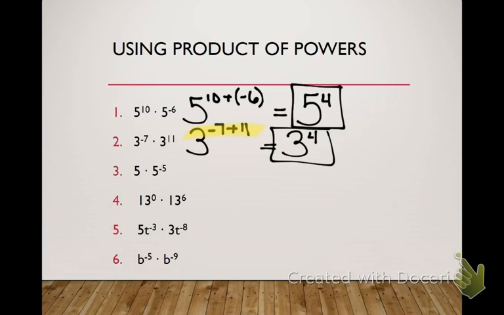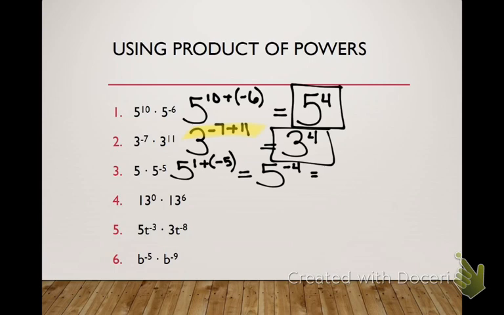5 times 5 to the negative 5th power. If there's nothing there, like after the first term, what do I know is understood? It's an understood 1. So when I go 5 to the 1st power plus negative 5, what's 1 plus negative 5? Negative 4. So now I'm going to say that my answer is 5 to the negative 4th power. But my directions will specifically say that I cannot have a negative exponent in my answer, and that I need to write my answer using only positive exponents.